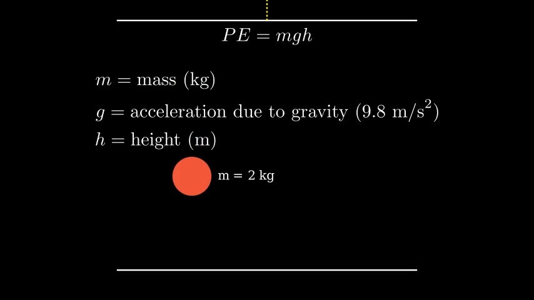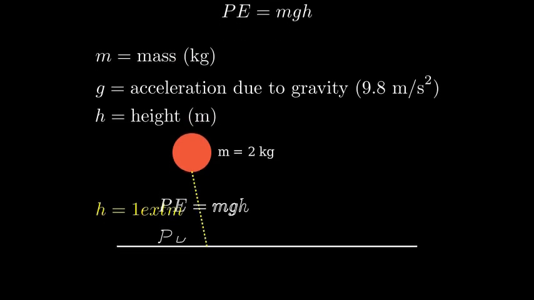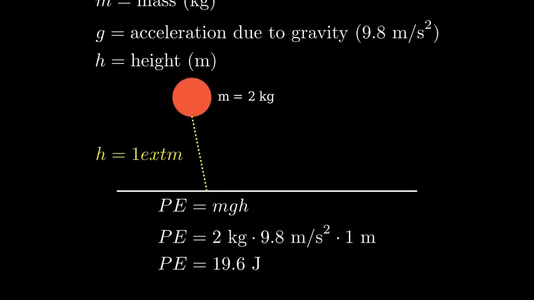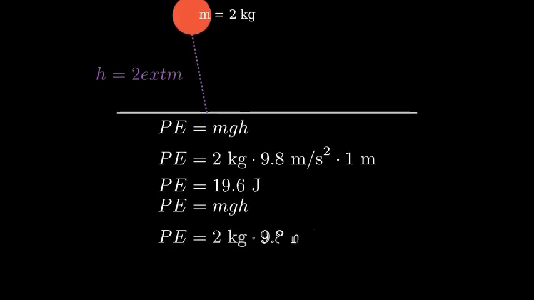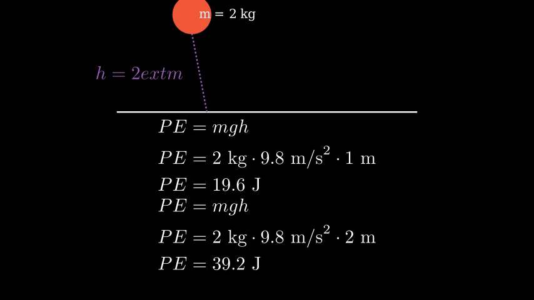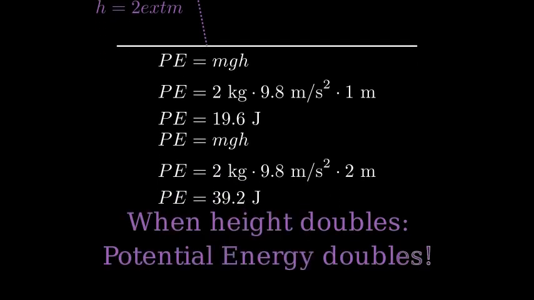Let's see potential energy in action. Imagine lifting our 2-kilogram ball to different heights. When the ball is at a height of 1 meter, its gravitational potential energy is P equals 2 kilograms times 9.8 meters per second squared times 1 meter. P equals 19.6 joules. If we lift the ball to a height of 2 meters, its potential energy becomes P equals 2 kilograms times 9.8 meters per second squared times 2 meters. P equals 39.2 joules. Notice that doubling the height doubles the potential energy. This is different from kinetic energy, where doubling the speed quadruples the energy.